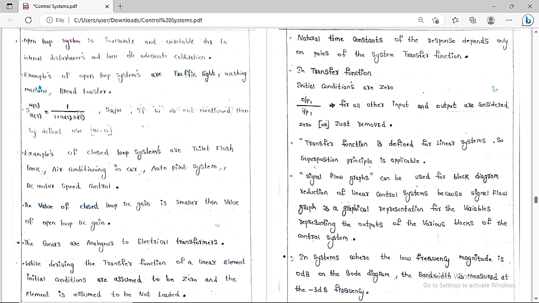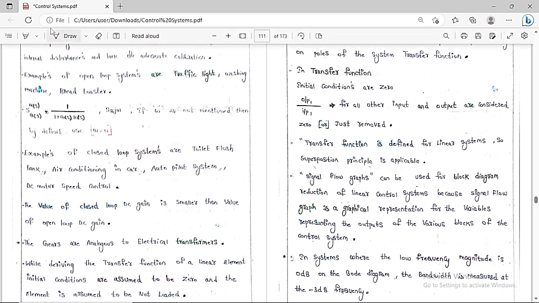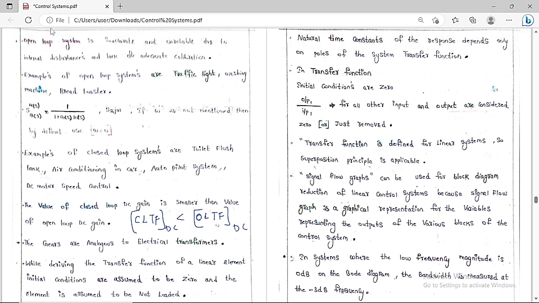So the value of the closed loop DC gain is smaller when compared to the value of the open loop DC gain. What I am trying to tell you is very simple. Suppose for the closed loop transfer function, its DC gain is always lesser than the open loop transfer function DC gain. DC gain means t is equal to 0. Whatever gain we get is called the DC gain for the closed loop as well as the open loop.